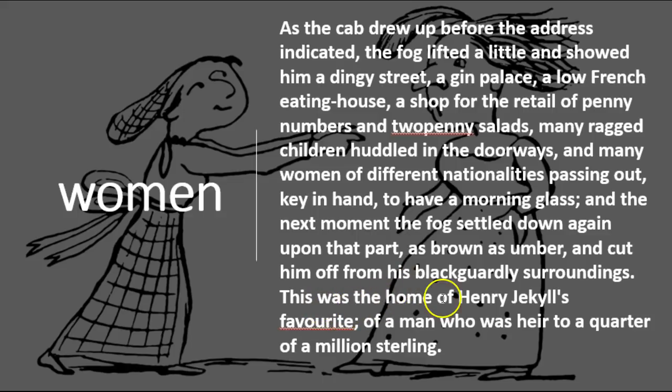So this was the home of Henry Jekyll's favourite, of a man who was heir to £250,000 sterling. So these women are like Hyde, is what Stevenson is suggesting. And by extension, he's suggesting gently that his readers are also like Hyde, because his wider point is that we're all dual-natured in this way, and we're all fascinated by sin and evil.